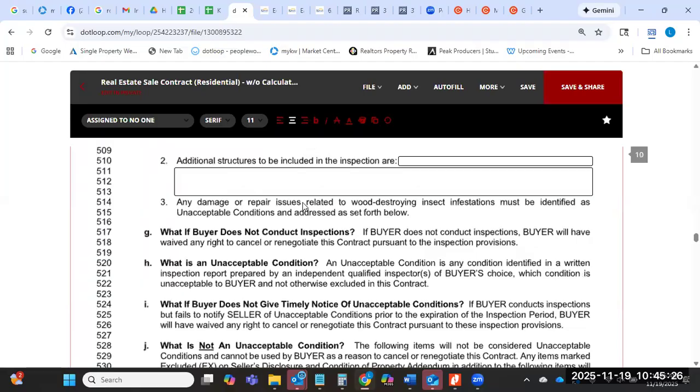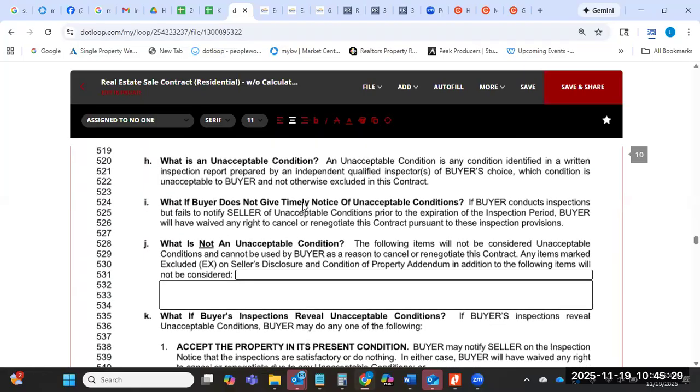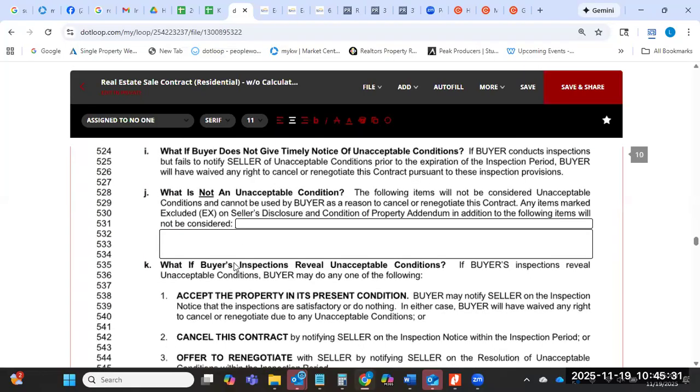We talked about adding additional structures into the wood destroying insect section. As for not acceptable conditions, I think I talked about this the other day too. It wouldn't be anything that you would necessarily put in your offer, again, unless you are trying to make a really strong offer. You can say we are not going to use the old HVAC system as an unacceptable condition. I don't like seeing this, so I'm not even going to talk about it.